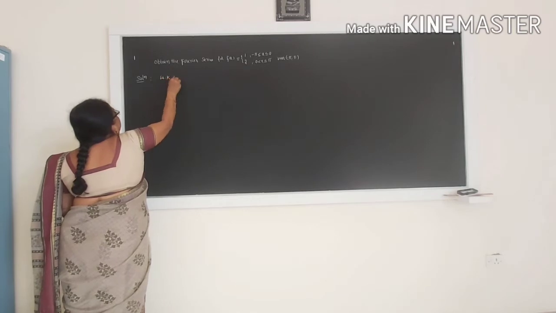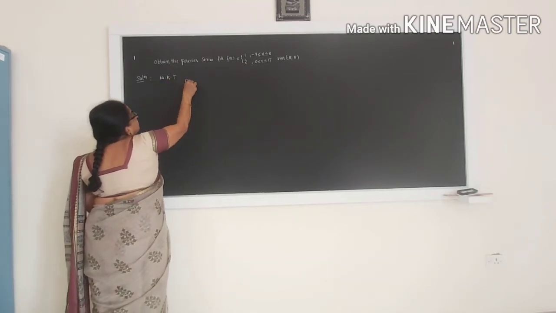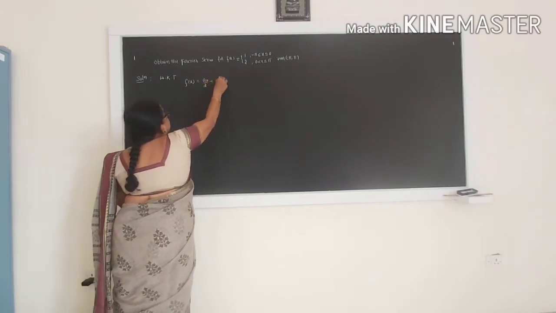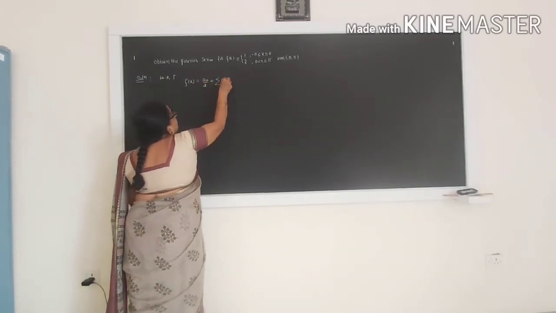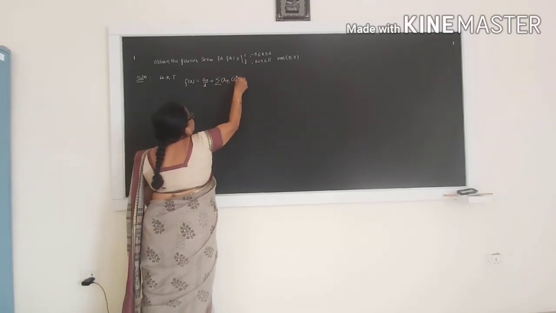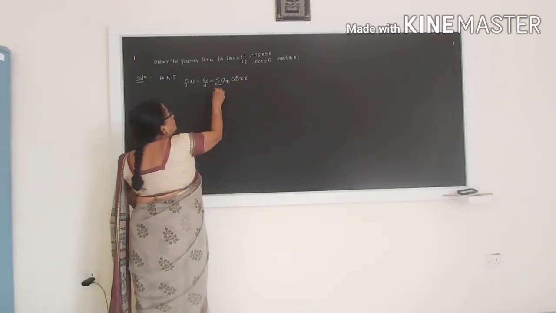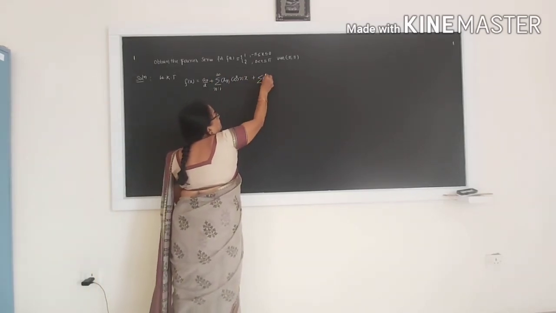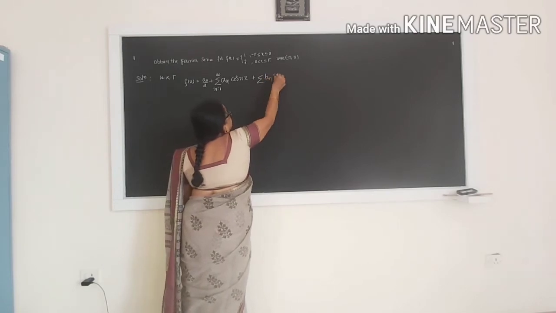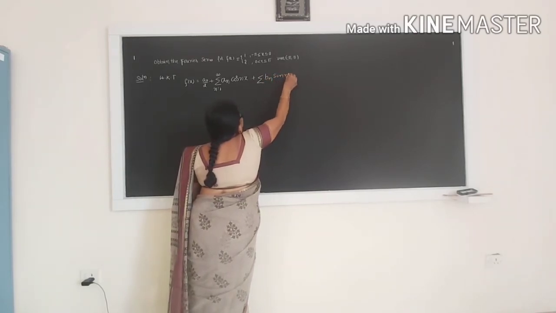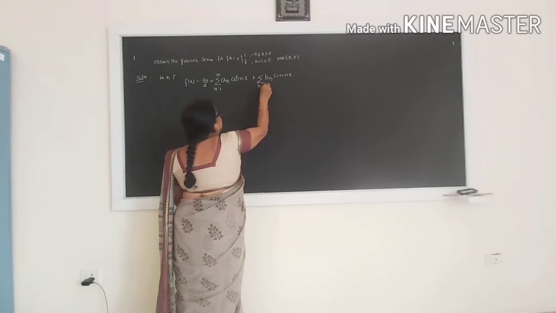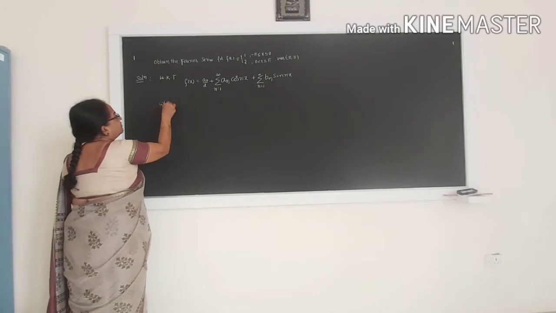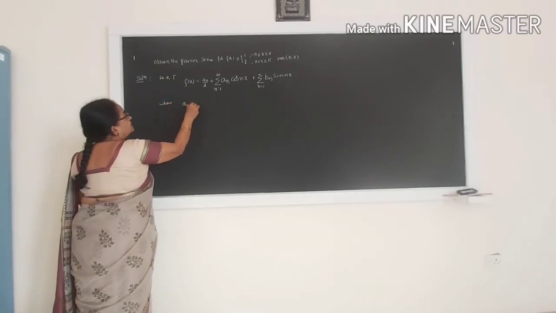We know that f of x is equal to a0 by 2 plus summation an into cos nx, where the value of n ranges from 1 to infinity, plus summation bn into sin nx, where the value of n ranges from 1 to infinity. A0 is given by the relation.